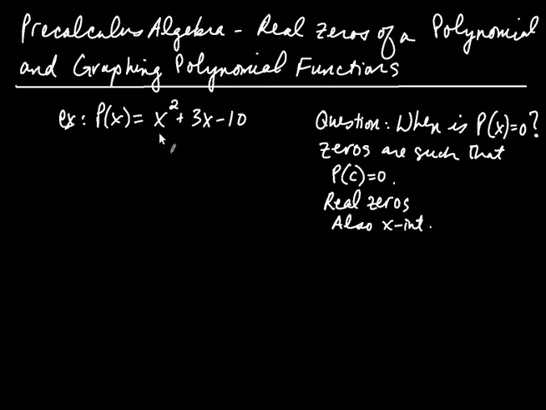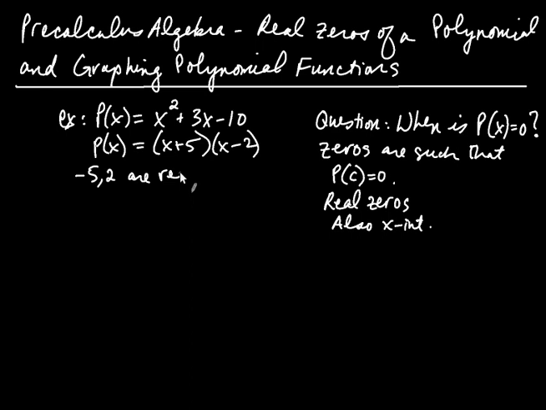So how would you do that for this polynomial? Well, how would you figure out when it's equal to 0? Just like from before, you'd factor, and you'd have p of x is equal to x plus 5 times x minus 2. And we see that the real zeros of this polynomial would be negative 5 and positive 2. That is, the real zeros are the values that cause each of these factors to be 0. So negative 5 and 2 are zeros.